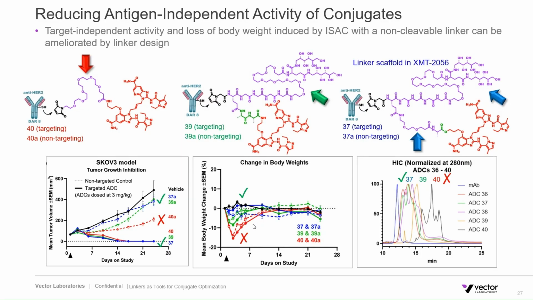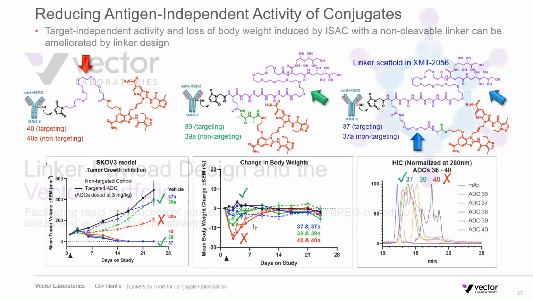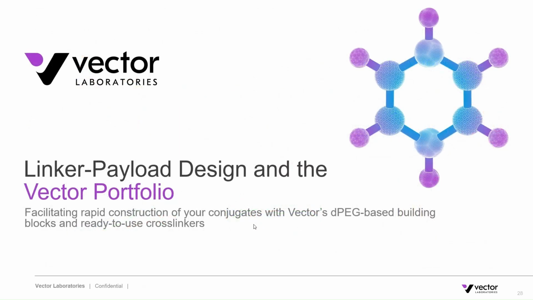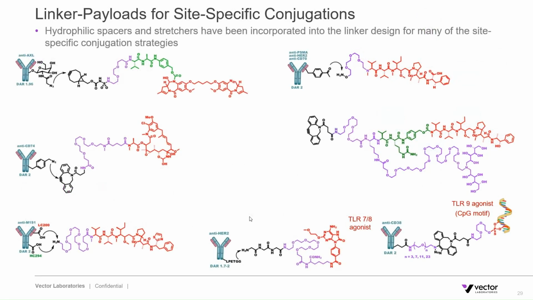This last one is XMT-2056, which is currently in clinical trials with a different immunostimulant payload. So we'll wrap this up with some examples from the Vector linker portfolio that you could use to synthesize conjugates such as these, or screen different conjugation strategies or linker variables if that's desired. So most of this webinar focused on conjugation to hinge cysteines because there's more precedent for the PEG, but site-specific conjugation strategies are rapidly becoming the dominant approach, and they also incorporate PEG components.